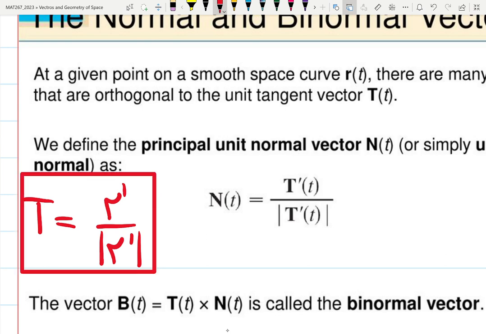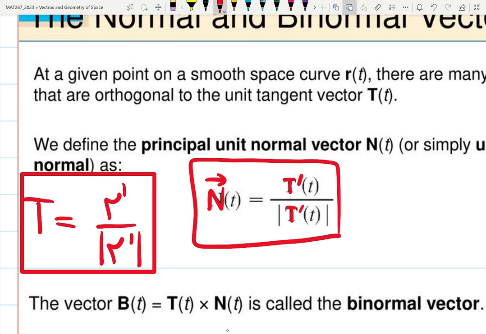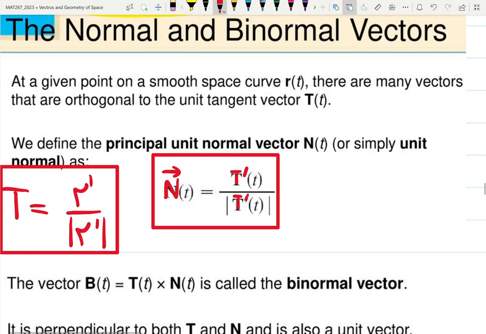That's T. N is exactly the same thing, but now we're using T. Normal vector, which is the unit normal vector. Sometimes it's called the principal unit normal vector because it's important. It takes T prime over the size of T prime. How cool is that? So now we take the tangent, differentiate, and get rid of its size. And then the binormal vector takes both of them and finds a cross product.